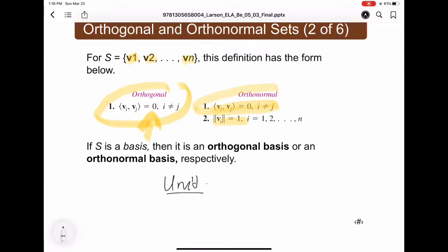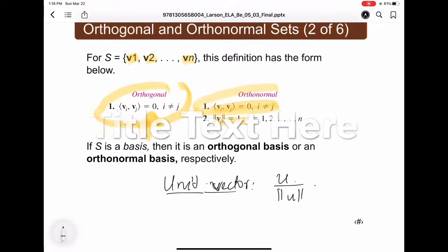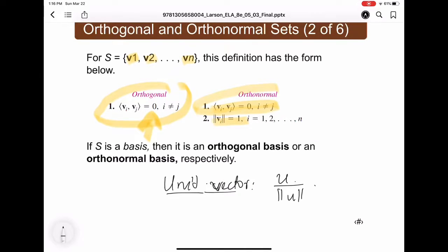Let me remind you about that. Unit vector: if you have some vector u, you divide by the norm of u, and that is already a unit vector because the norm of this vector is 1. So the problem of finding an orthonormal basis is reduced to the problem of finding an orthogonal basis. And the second step is pretty simple: just divide all vectors in that orthogonal basis by their norms.